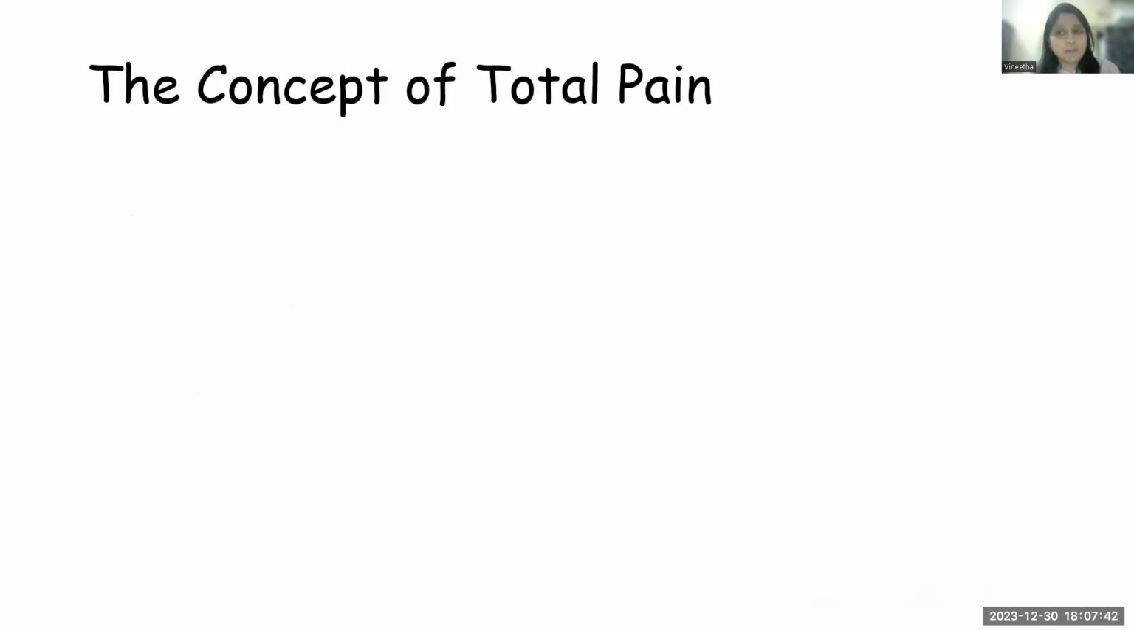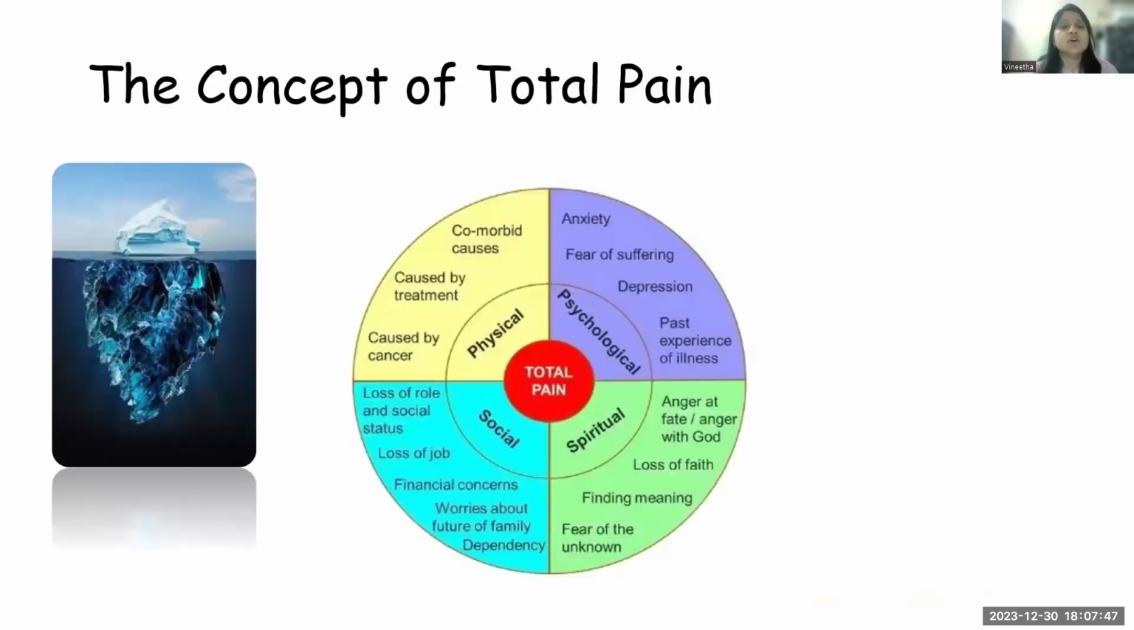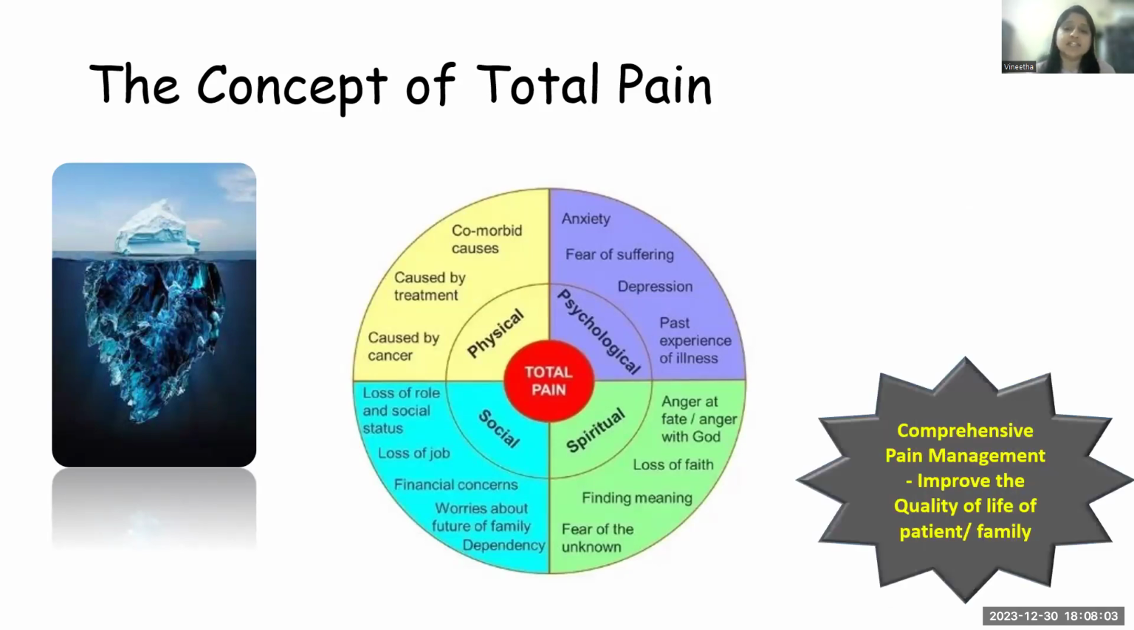The concept of total pain has already been covered in the previous session. Pain has not just the physical component, but the psychological, social, and spiritual components. Irrespective of the diagnosis, the type of pain, or the location of pain, you have to plan a comprehensive pain management program including all these aspects of total pain. Only then will we be able to improve the quality of life of the patient and the family. I'm not going into the details because it was covered in the last session.